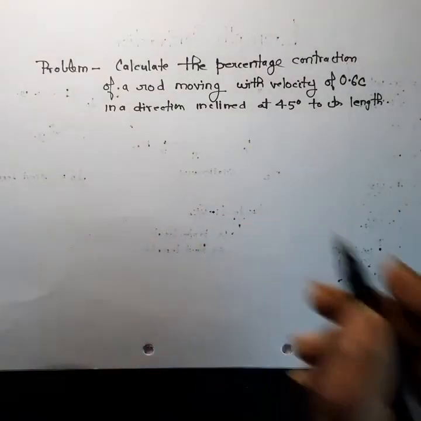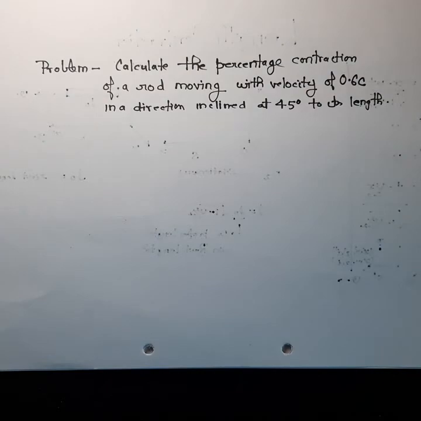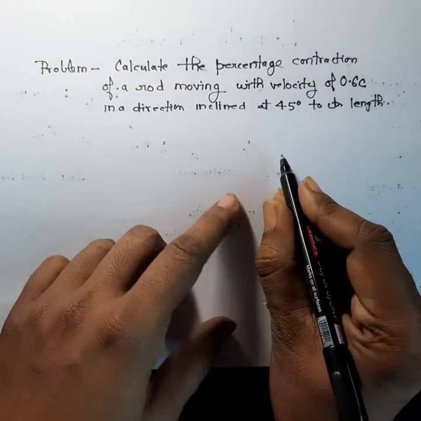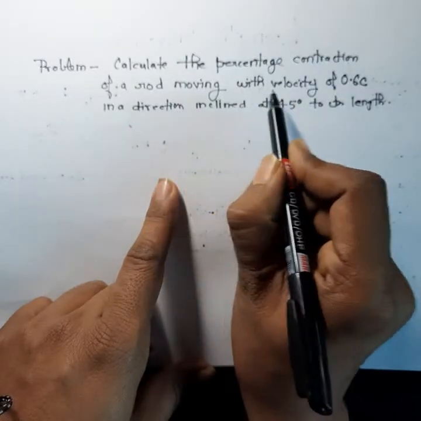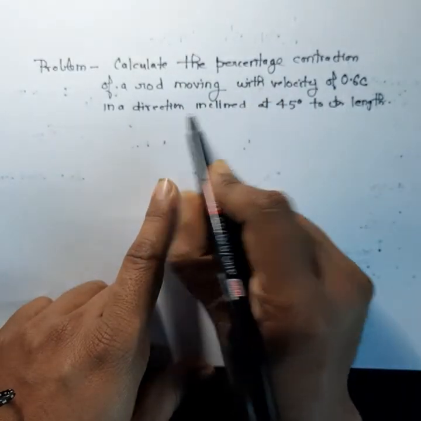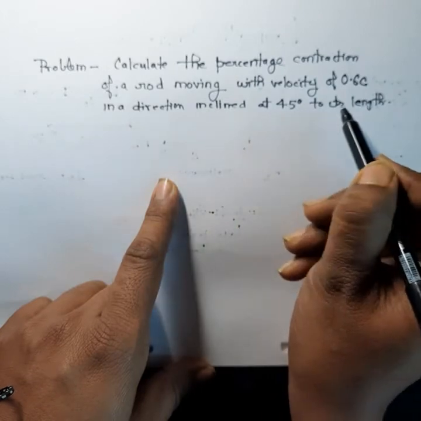So let's do one problem, then the length contraction formula will be more clear to you. So here is the question: calculate the percentage contraction of a rod moving with a velocity of 0.6c in a direction inclined at 45 degrees to its length.